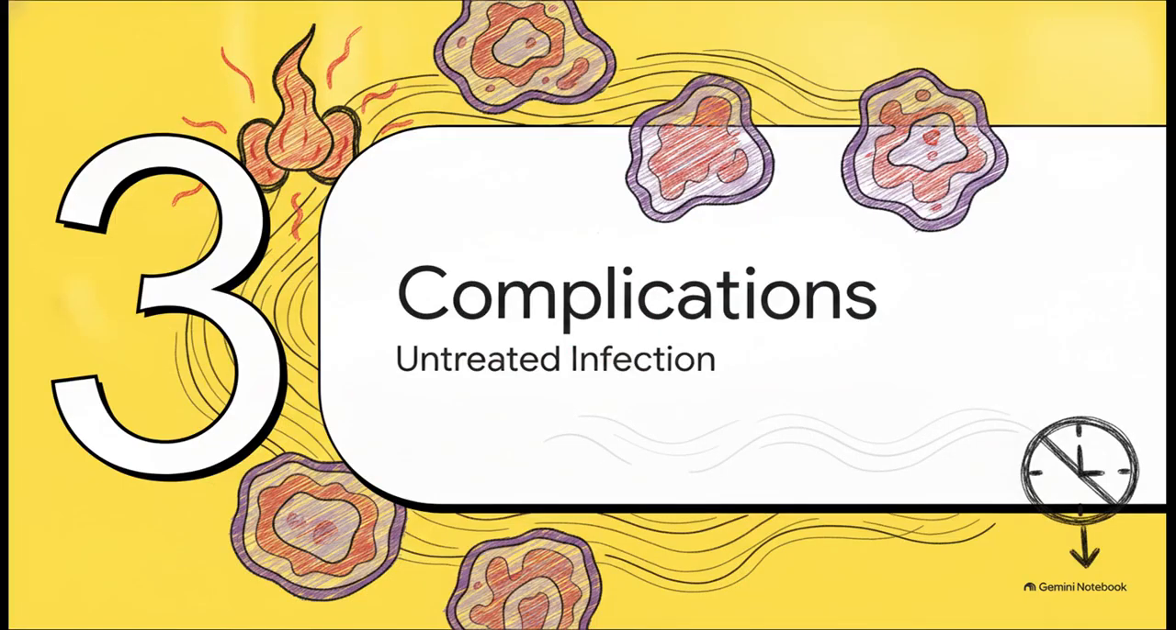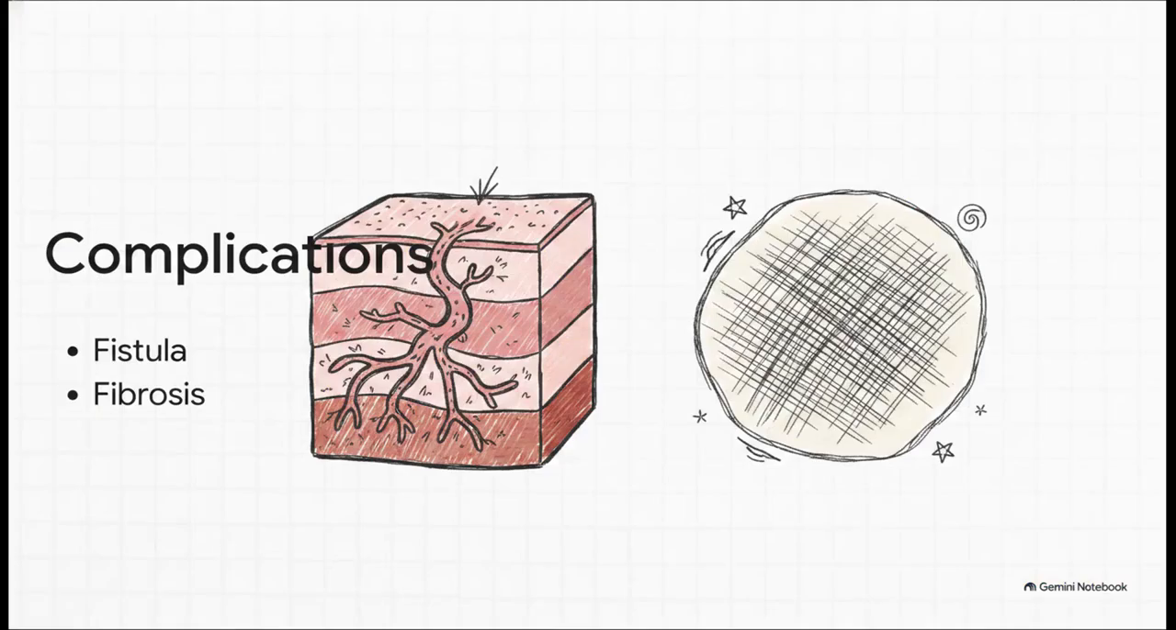Let's look at Section 3, Complications. So what happens if this is just left untreated? Well, chancroid leads to some really severe local complications. The two big downstream effects you absolutely must memorize are the formation of a fistula, where that infected lymph node basically just burrows a destructive, messy tunnel right out to the skin, and profound tissue fibrosis, which is heavy scarring. These are permanent, disfiguring structural changes. It really highlights exactly why we need to intervene fast.